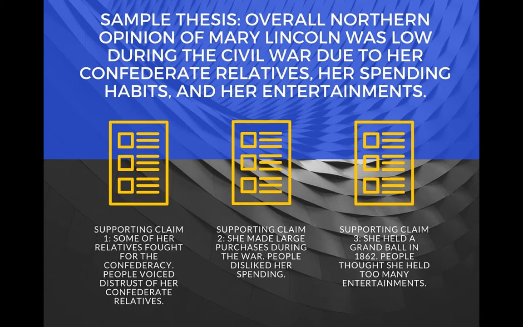But to go back, your sample thesis that we created for Milestone 1 that really didn't have to deal with a specific topic in History 113 or 114 was this. We created a thesis statement that said, overall Northern opinion of Mary Lincoln was low during the Civil War due to her Confederate relatives, her spending habits, and her entertainments. We had a central claim, and then we created the three supporting claims that you see below. In Milestone 3, you will go back to Milestone 1, pull out your three supporting claims, and then build paragraphs of evidence around each of your supporting claims.